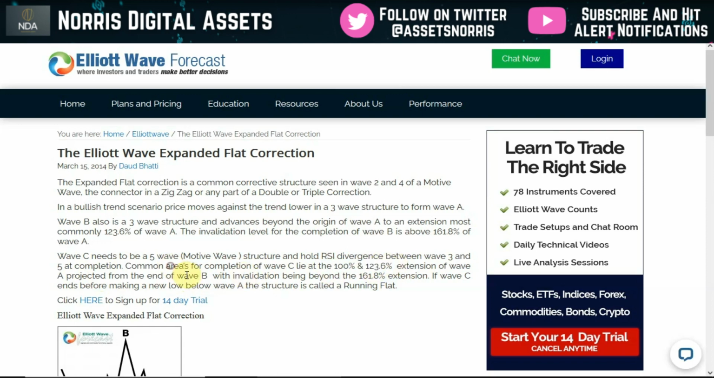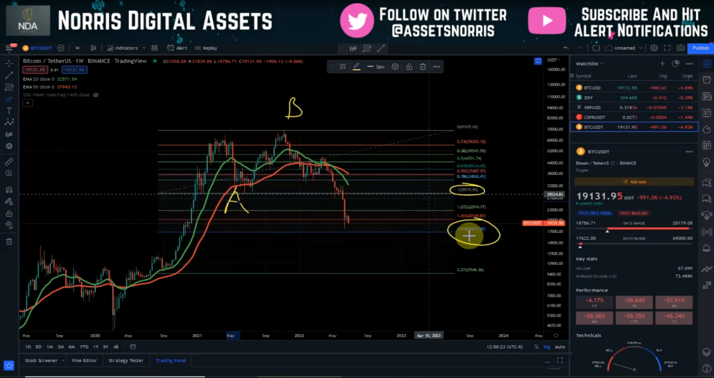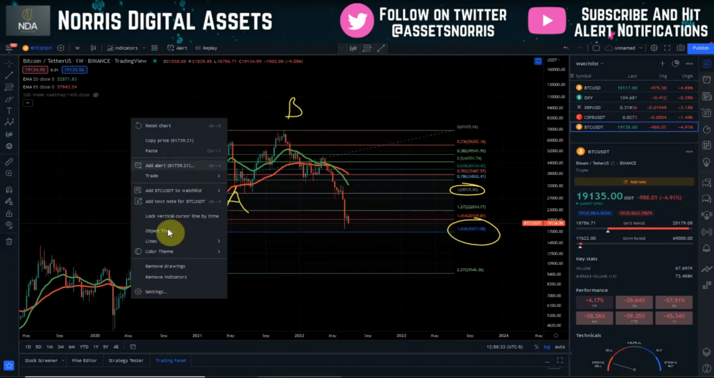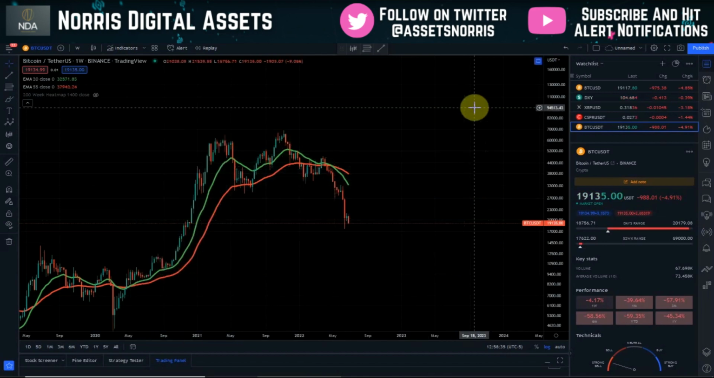That's just common areas. But it says right here, with invalidation being beyond the 161.8% extension. So all we did was stretch out that fib tool there, and the 161.8% is here, $16,800 roughly. So we'll see what happens. So that was first. That was what I wanted to point out. Got some other cool stuff here for you also as well.